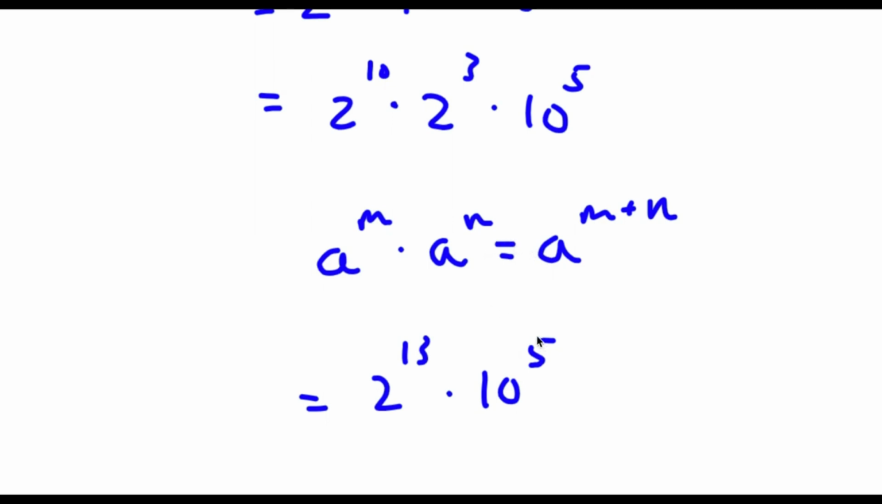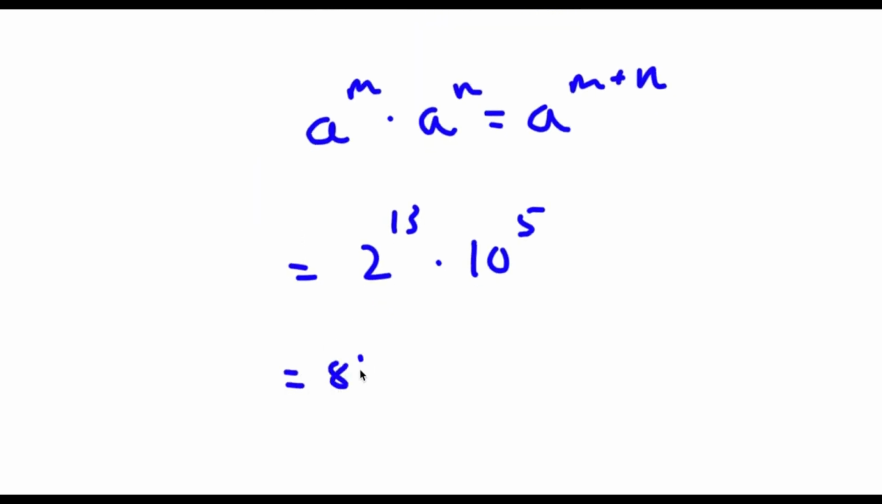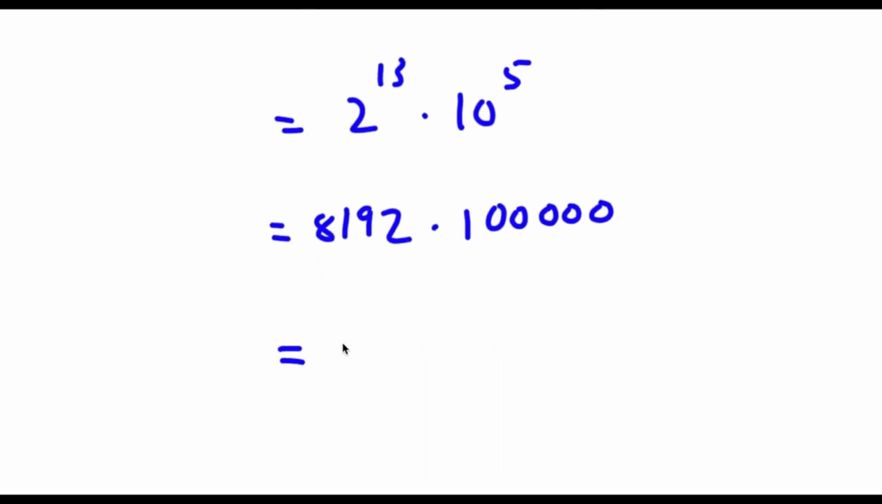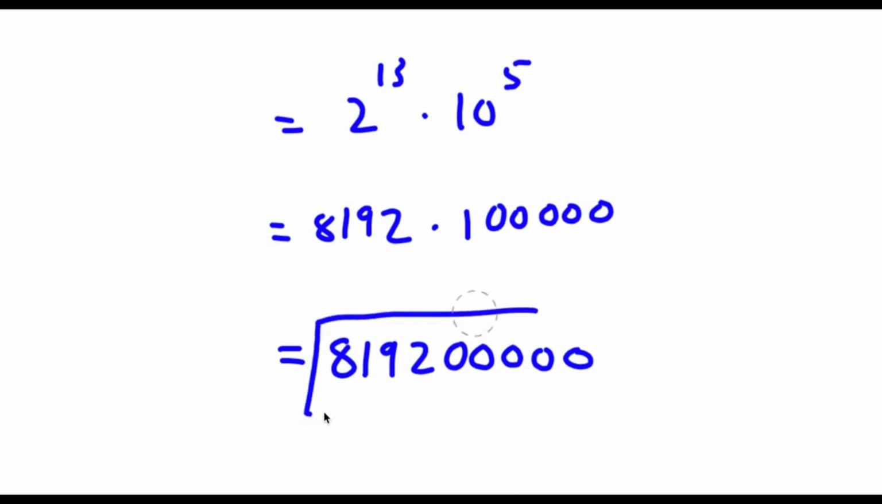And 2 to the power of 13 is equal to 8,192. And 10 to the power of 5 is going to equal 1 with 5 zeros. So 1, 2, 3, 4, 5. Now if I multiply these two, I get 8192, 0, 0, 0, 0, 0. So this is my answer.